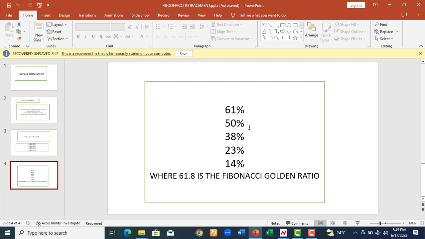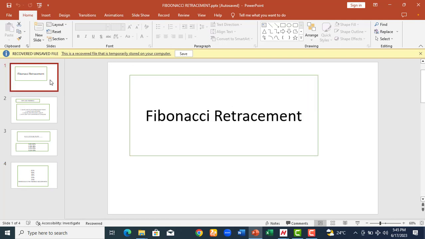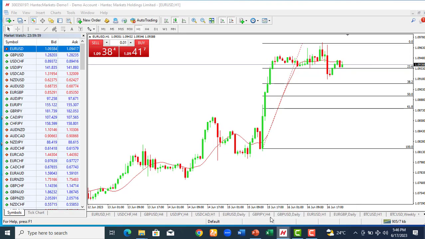Fibonacci retracement is very good. One of the ways to be profitable in forex trading is practice, practice, practice. It's not just by listening and following whatever you see, but to practice and practice. So this is what we have today.